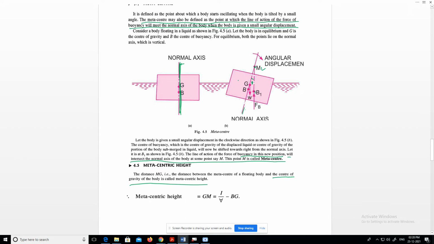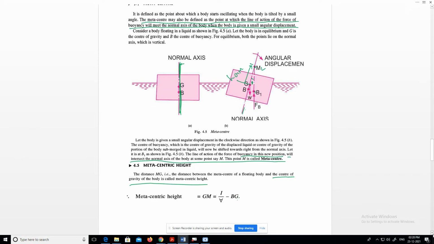G to M. This height is called the metacentric height, GM. So this is the relation: GM is equal to I by V, that is the submerged volume, minus the distance between the buoyancy and center of gravity. So, the distance between the center of buoyancy and center of gravity, right?